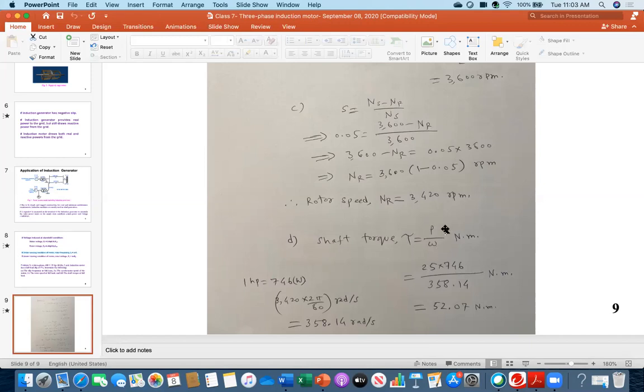Omega is the rotary speed in this equation, but it must be in radian per second, and I calculated rotary speed in RPM. So I have to convert this into radian per second. Everybody see what I am doing, this number multiplied by 2π over 60, converting from RPM into radian per second. I got 358.14. I just plugged it in there. So 52.07 Newton meter. This is the result.